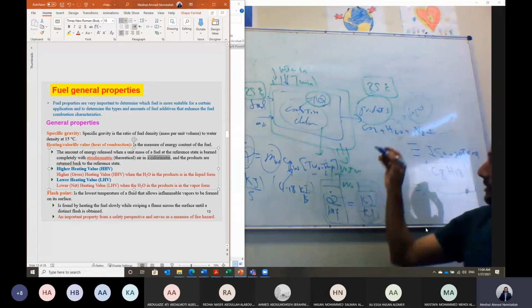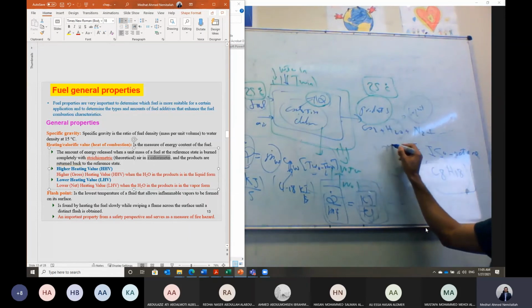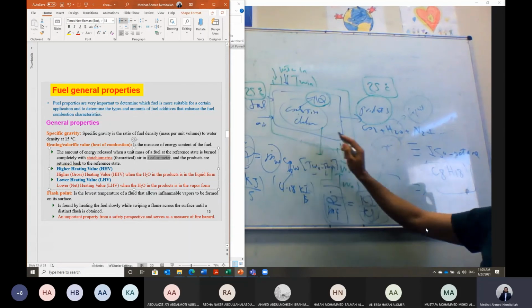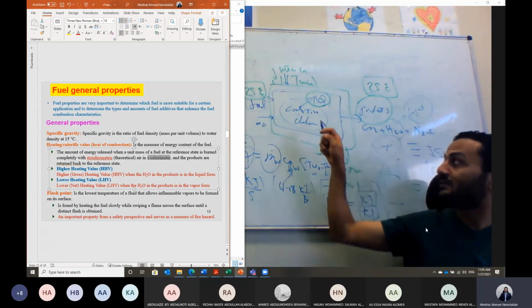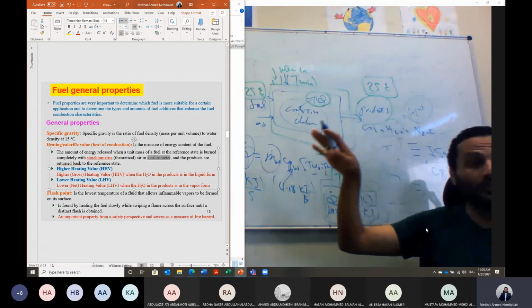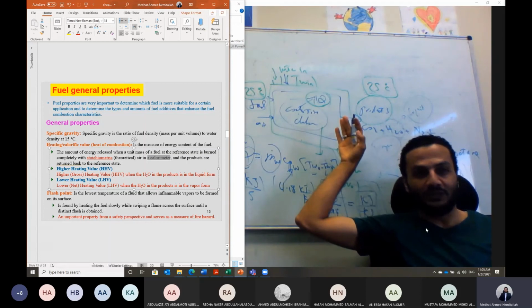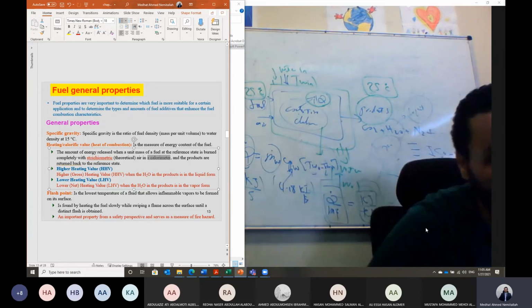But if this water, Shabab, is leaving the combustion chamber in the vapor phase, this means the water has been converted from liquid to vapor. That means it absorbed some of the heat. Some of the heat released here is absorbed by this water, and this water is leaving with this amount of heat. That's why the heating value will be lower in this case. We call it the lower heating value.